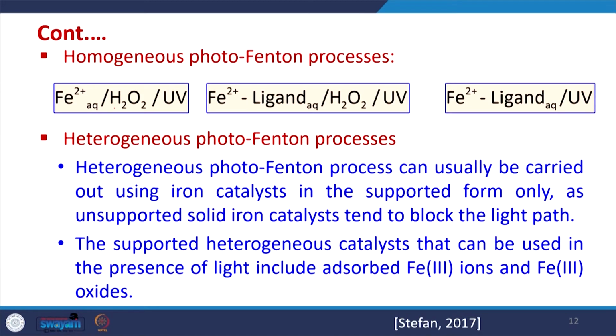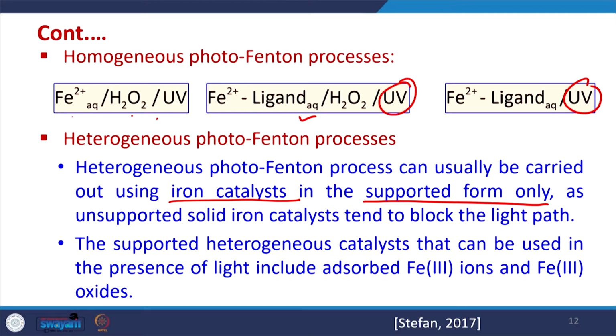In this case we are using Fe2+ with H2O2 in the aqueous form, or in the solid form also we can use. We are using ultraviolet here, so you can see here. Then we have heterogeneous photo Fenton processes. The heterogeneous Fenton process can be carried out using iron catalyst in the supported form only, as unsupported solid iron catalyst will block the light path. So, this is a possibility. In this case it is called the heterogeneous photo Fenton process.